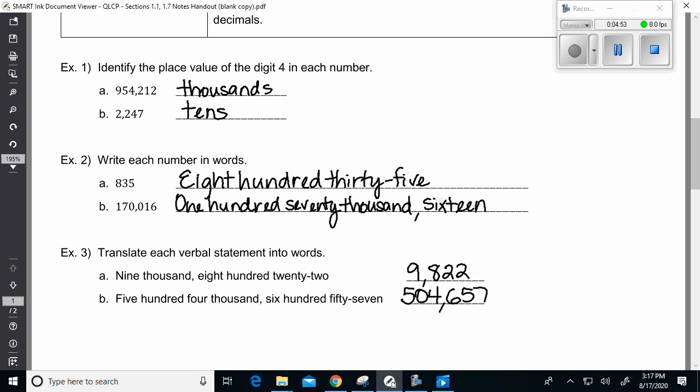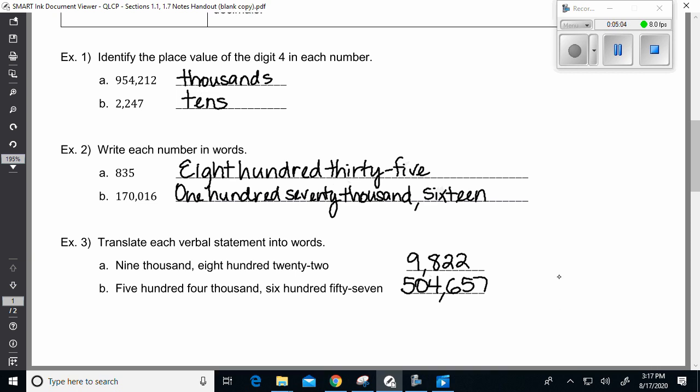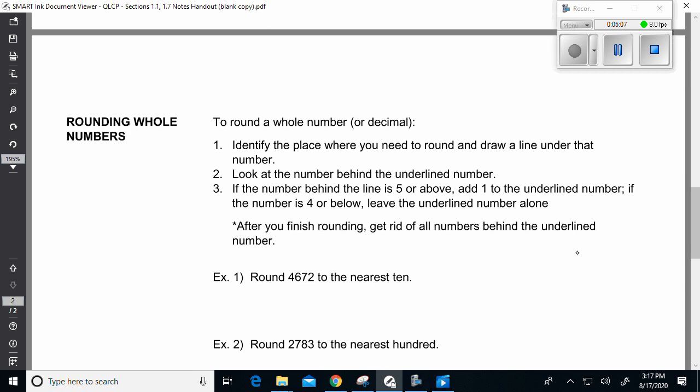And that's a lot of what section 1.1 is. Identifying basic place value, writing numbers and words and writing them in digits. Now let's go to rounding.